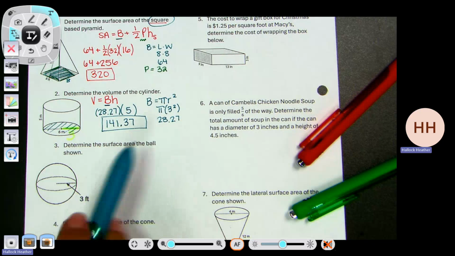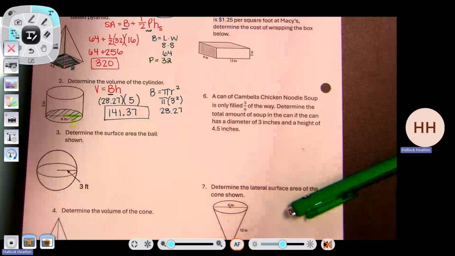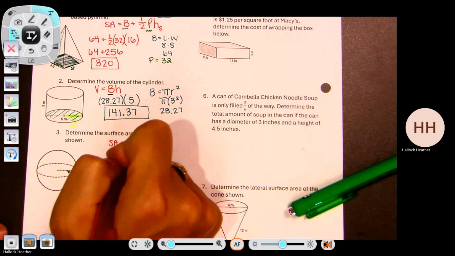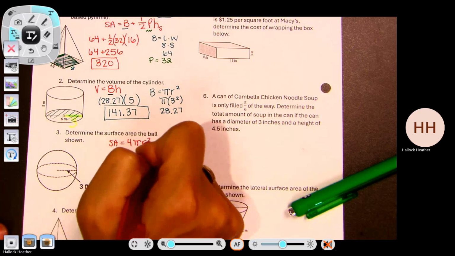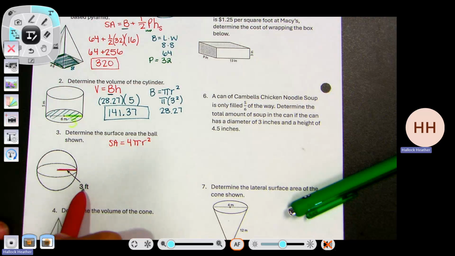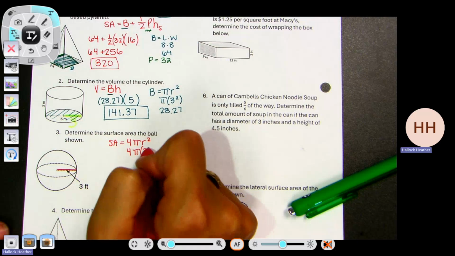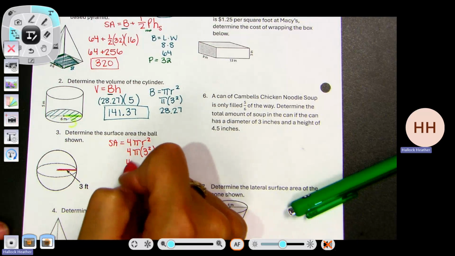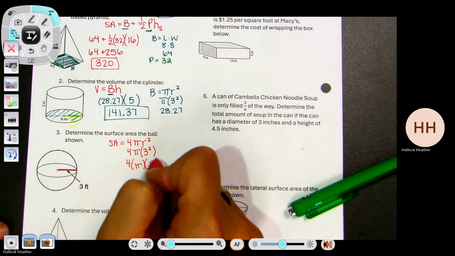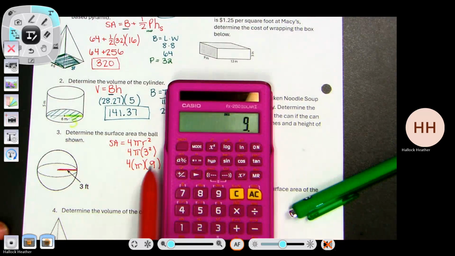Determine the surface area. So if I look at my formula sheet, first sphere, surface area is equal to 4 pi r squared. I'm going to plug in my radius, which is 3 because it only goes from the center out, so I don't cut it in half. It's already cut in half. 3 to the power of 2 is 9, and then I'm just multiplying these all together. So 3 squared is 9. I'm multiplying by pi, and I'm multiplying by 4.